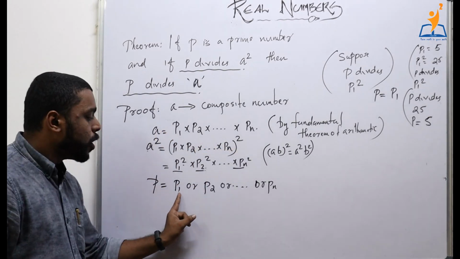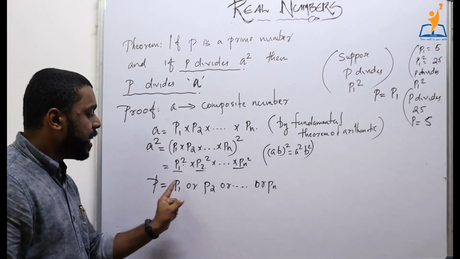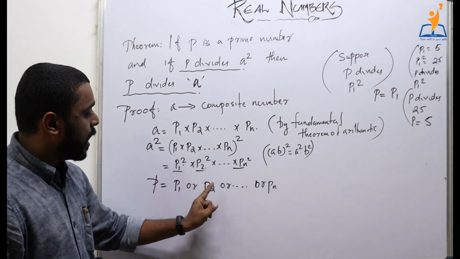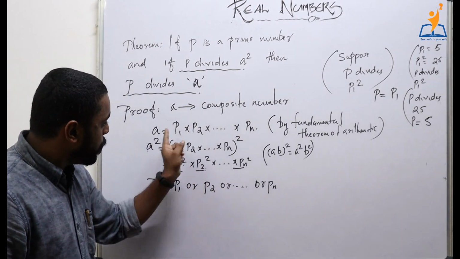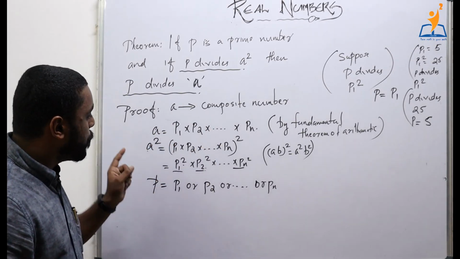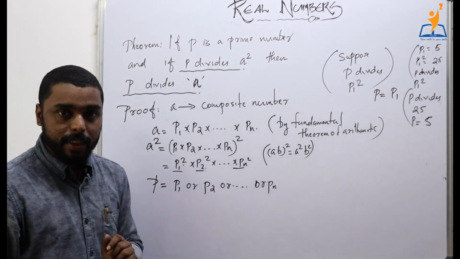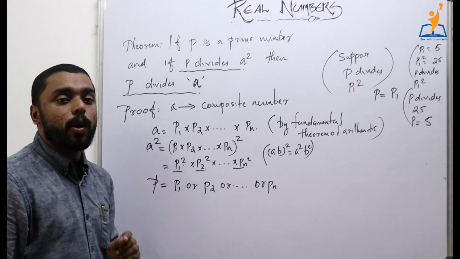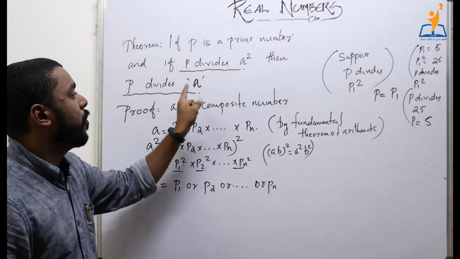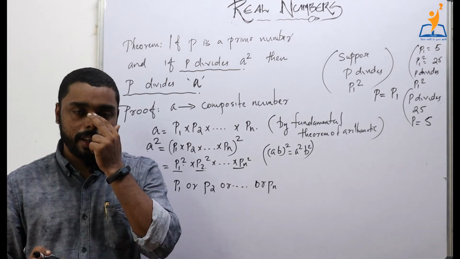If P is equal to P1, then P divides A, since P1 is a factor of A. If P equals P2, then P will divide A, since P2 is a factor of A. If P is equal to P3, then P will divide A, since P3 is a factor of A. In all the cases, P will divide A, since P is one among P1, P2, or P3. Clear? So P will always divide A. That is, if P divides A square, then P divides A.